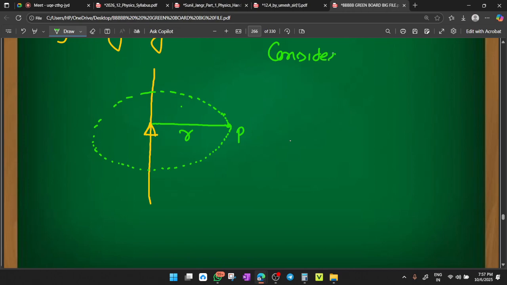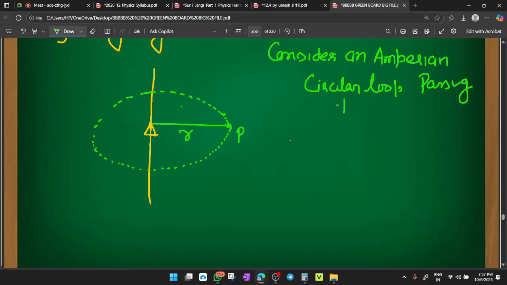Consider an Amperian loop. What type of loop is it? A circular loop. Consider an Amperian circular loop passing through point P. I said that where you want to find the magnetic field intensity, that point should be lying on that loop, or your loop should be passing through that point. Only then can you find your magnetic field intensity. Clear?